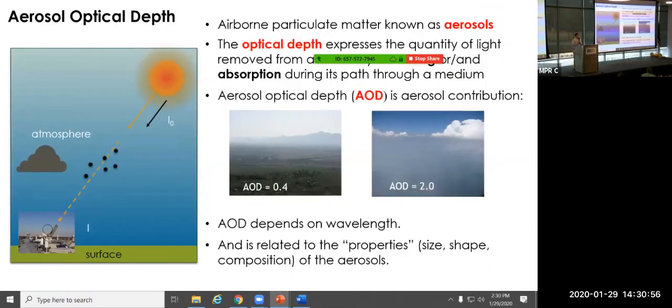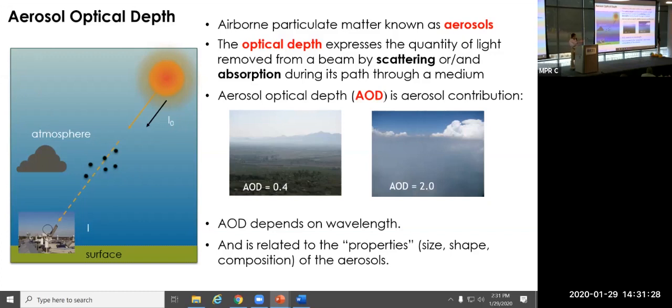What we often work in is a fundamental physical quantity called aerosol optical depth. What optical depth represents is not actually the number or the volume or anything that's easily physical, but it expresses the quantity of light removed from a beam by both scattering and absorption during its path. The portion that's due to aerosols in the atmosphere is called aerosol optical depth.